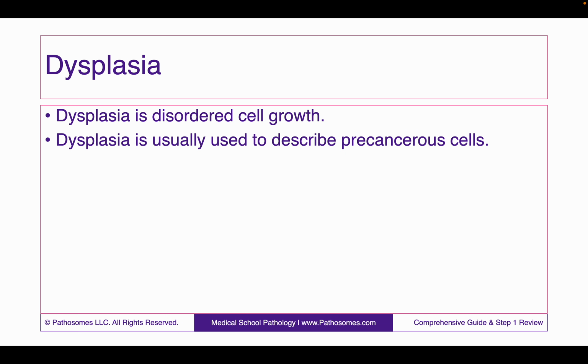Now dysplasia is disordered cell growth. Dysplasia is usually used to describe precancerous cells, right? On your future reports, when you're rotating through the hospital, or if you actually decide to go into medicine or surgery, you're going to see various reports from pathologists from some biopsy that you're attending performed. And if you see dysplasia on there, be glad that it's not adenocarcinoma, etc.